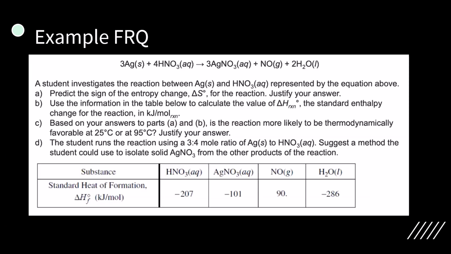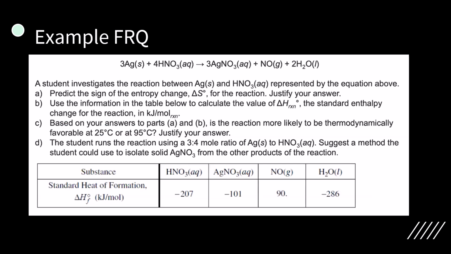So now here is a long example FRQ. A student investigates the reaction between Ag solid and HNO3 aqueous, represented by the equation above. First off, it wants you to predict the sign of the entropy change, delta S, for the reaction and justify your answer. It wants you to use the information in the table below to calculate the delta H reaction, the standard enthalpy change for the reaction in kilojoules per mole. And then based on your answers to part A and B, is the reaction more likely to be thermodynamically favorable at 25 degrees Celsius or at 95 degrees Celsius?